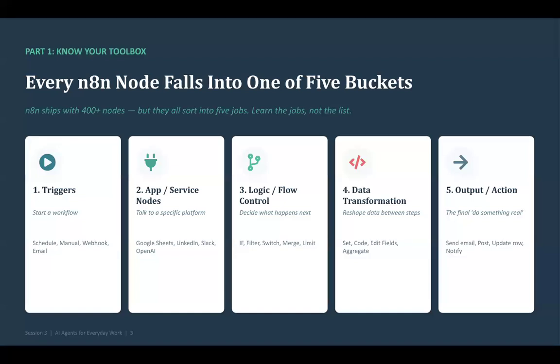So that is the data transformation node. And then we have the output or the action node. So this kind of overlaps with the second category because any app node can be the trigger, but conceptually, this is the something real happening in the world. So either you're sending an email, you're posting a message, you're updating a row, you're pinging your Slack channel. So basically, it's the main output or the action that the agent is taking. So these are the five types of nodes that N8N has.